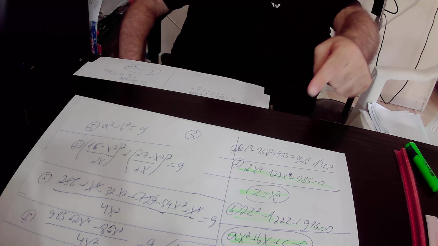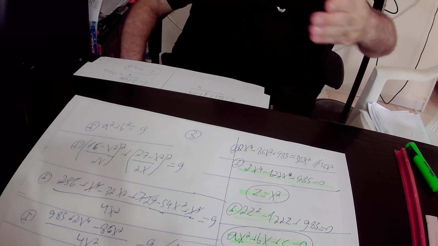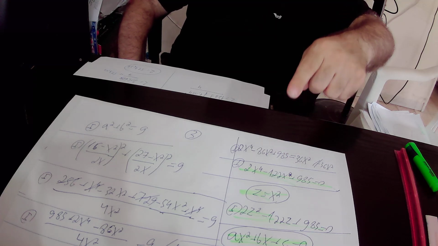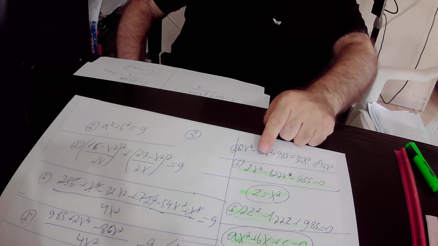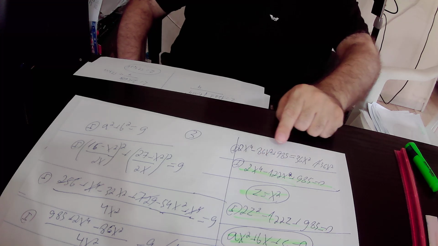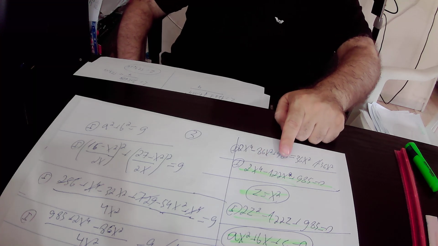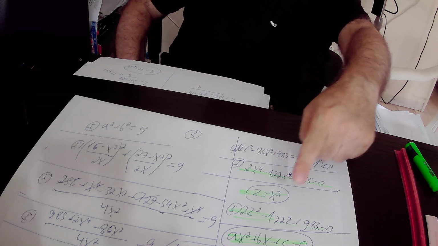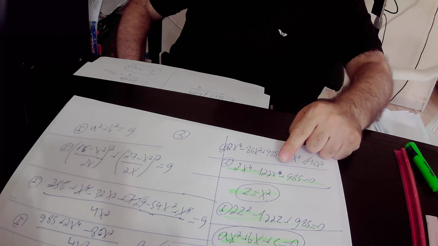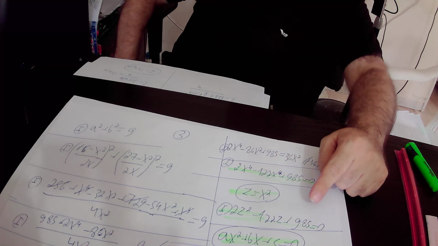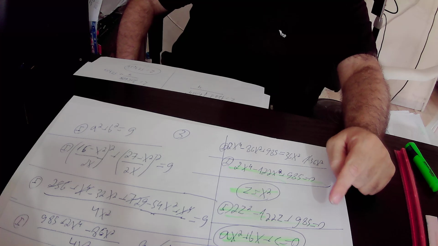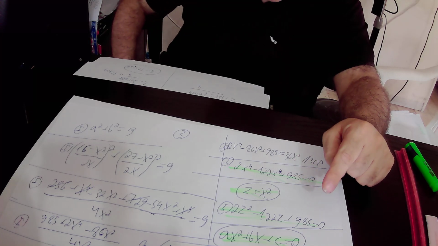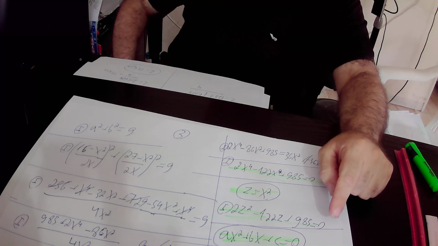Here we define z as x squared, so if z equals x squared, it means that z squared will be equal to x to the power of 4, therefore this expression in total will be equal to 2z squared. And we have minus 122x squared, and x squared equals z, so we substitute x squared by z. So this expression equals minus 122z plus 985 equals 0. So we have the quadratic equation 2z squared minus 122z plus 985 equals 0.